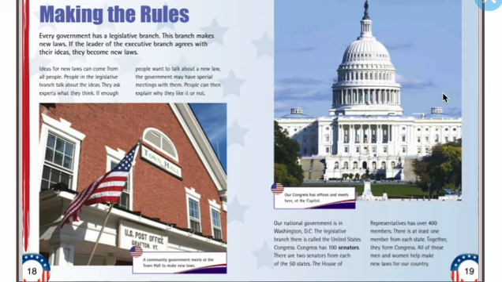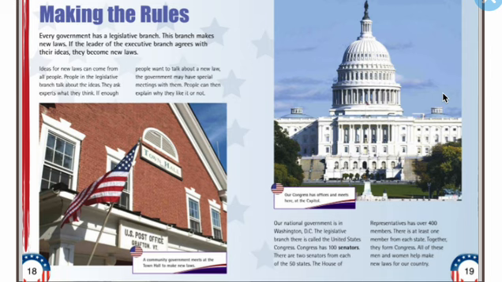People in the legislative branch talk about the laws. They talk to experts about what they think. And if enough people want to talk about the new law, then the government may have special meetings with them. People can then explain why they like it or why they don't like it.